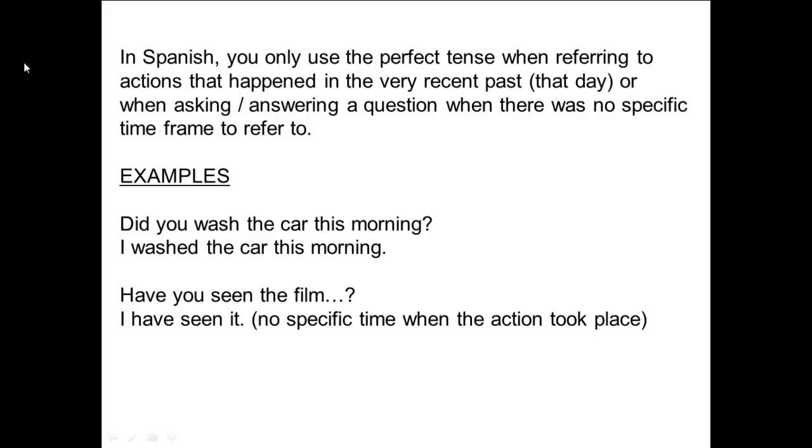In Spanish, you only use the perfect tense when referring to actions that happen in the very recent past, that day, or when asking or answering a question when there was no specific time frame to refer to. Here are some examples. Did you wash the car this morning? I washed the car this morning. You would use the perfect tense here because the action took place within the last 24 hours, that day.